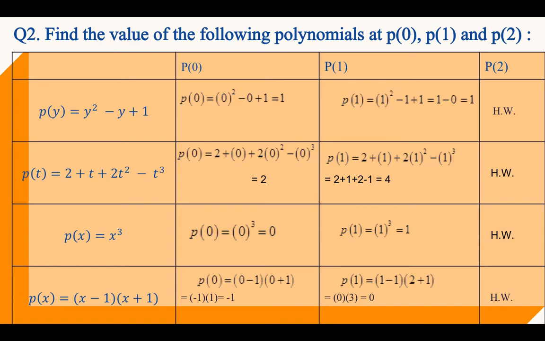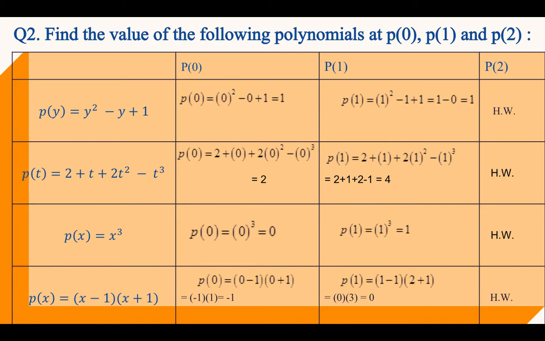Now the third part, p(x) is equal to x cubed. In this again I'll put 0. So p(0) is equal to 0 cubed, which is equal to 0. Now why is this 0? Because over here there is no constant term, so it is 0. Now I will solve for p(1). p(1) for p(x) equal to x cubed: I'll write x as 1, so it's 1 cubed, and 1 cubed is equal to 1.